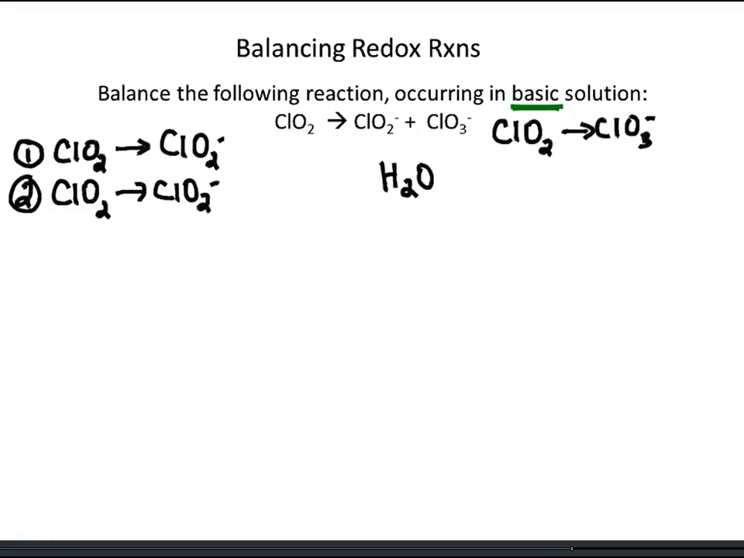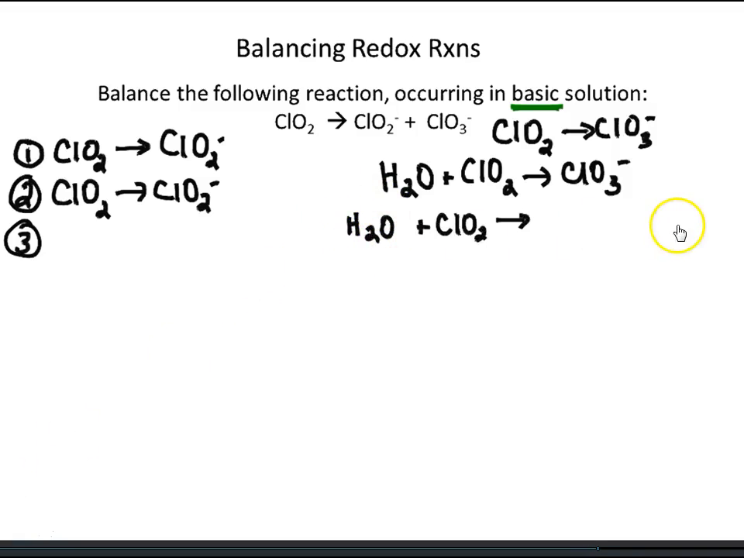So step 1, we separate the half reactions. Step 2, we add water molecules to balance the oxygen. So that's what we've done here. There are an equal number of oxygens on the left reaction, but in the right-hand reaction, there are 3 oxygens on the right and only 2 on the left, so we need a water molecule on the left. Step 3 is to balance hydrogen by adding hydrogen ion. Since we just added a water on the left, that means we need 2 hydrogen ions on the right-hand side.